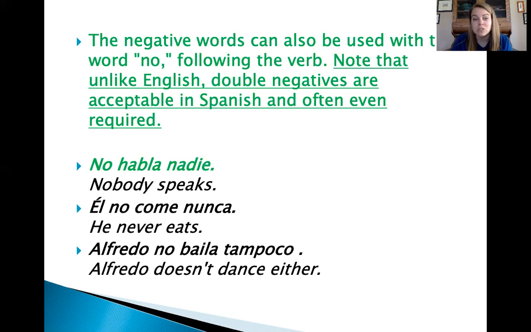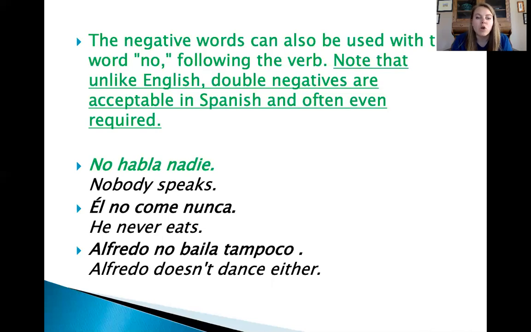It literally translates to nobody doesn't speak. In English, if I said nobody doesn't speak, what's happened? It's changed the meaning, right? The negatives cancel each other out and become a positive. If I say nobody doesn't speak, then that means someone is speaking. But in Spanish, it means nobody speaks. If one word is negative, they all have to be negative in the sentence. And we'll see that again, I think maybe in the next slide.